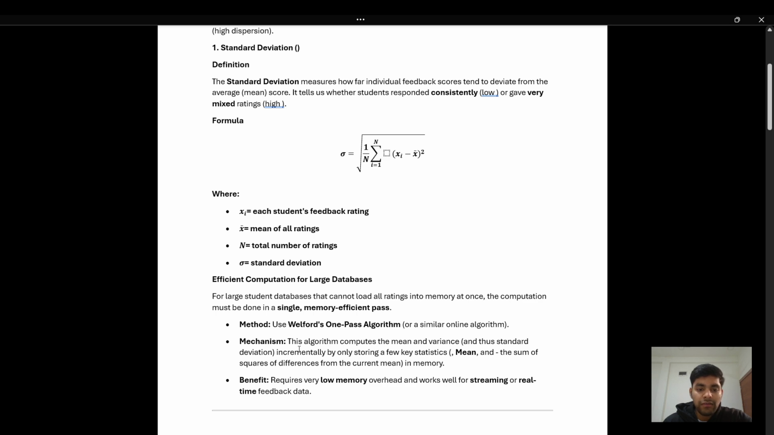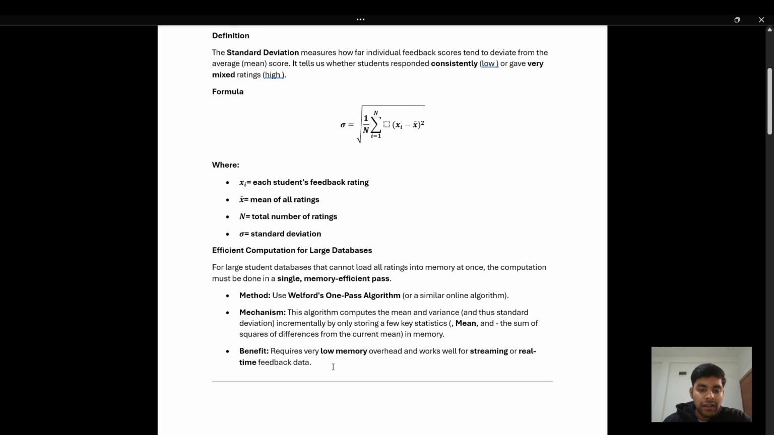The mechanism for this algorithm is that it computes the mean, variance, and then standard deviation incrementally by only storing a few key statistics, like the mean and the sum of squares of differences from the current mean, in memory. What are its benefits? It requires very low memory overhead and works well for streaming or real-time feedback data.